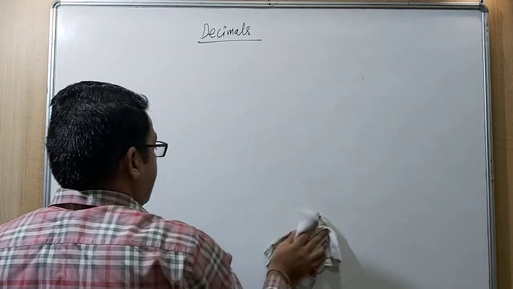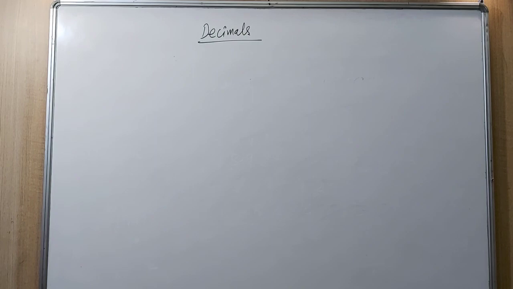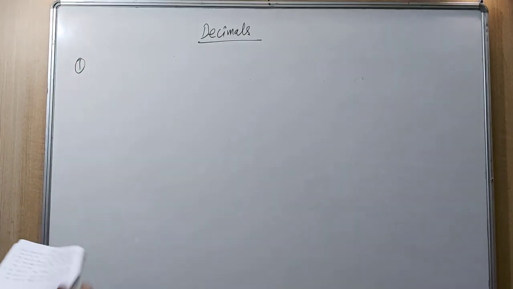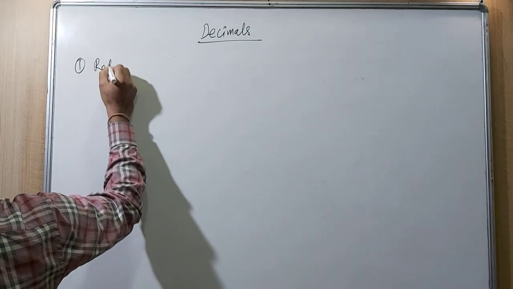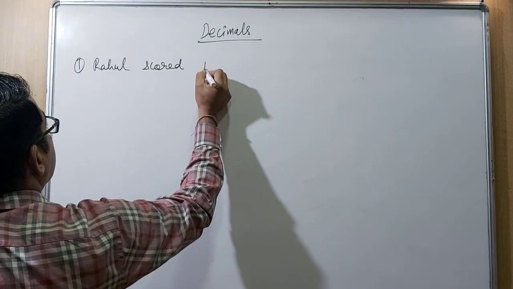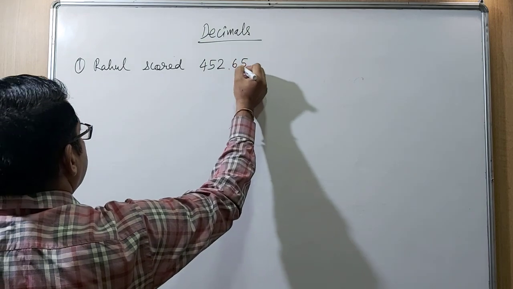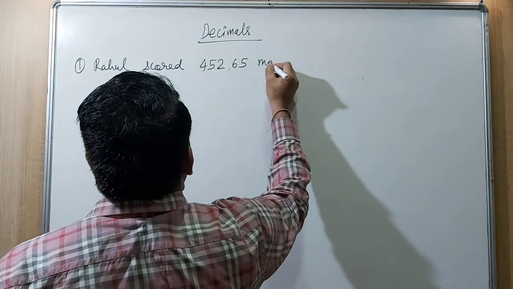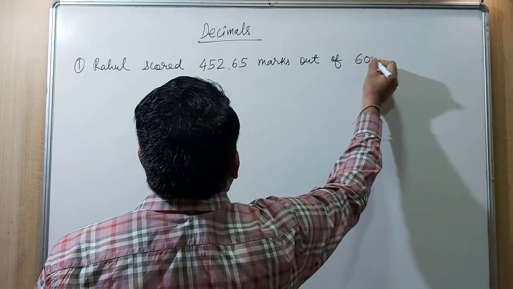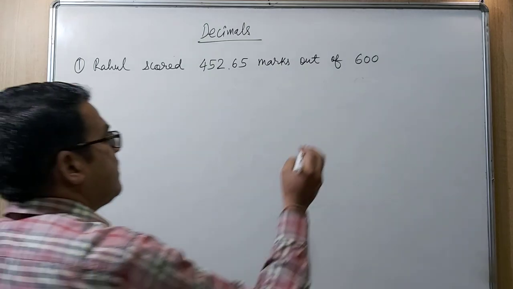Now we will discuss some word problems related with this addition and subtraction of decimals. I have a question here. First question I'm writing here, you need to write this question in your notebook also. So Rahul, question is, Rahul scored 452.65 marks out of 600 in the final examination.